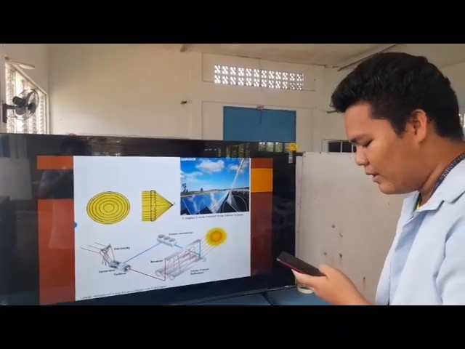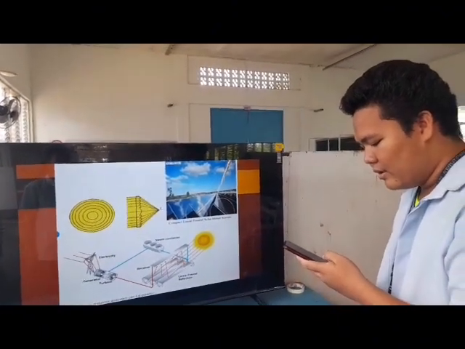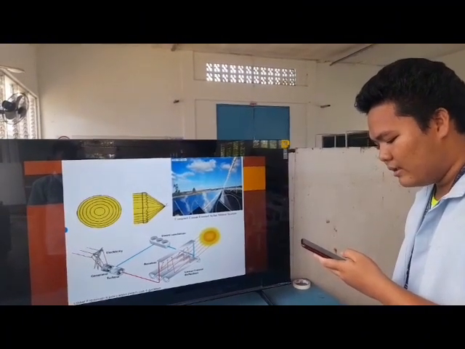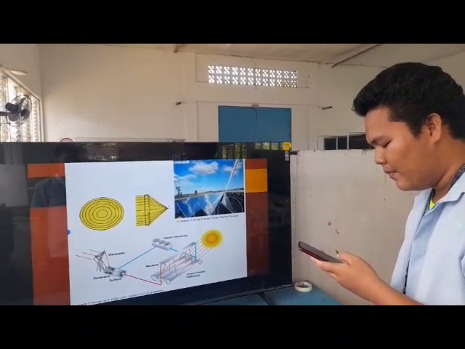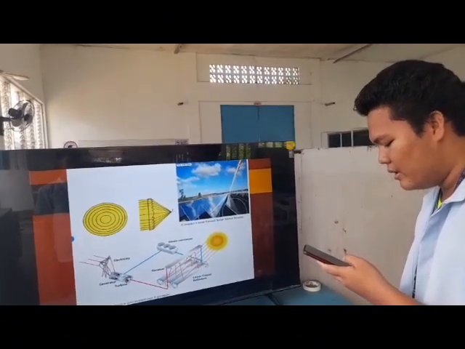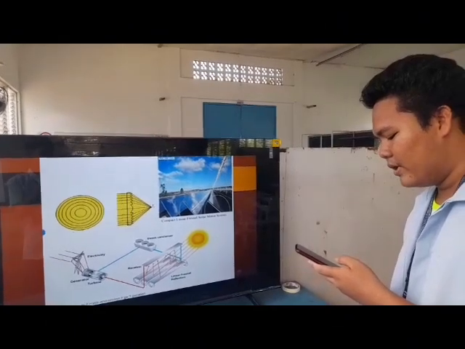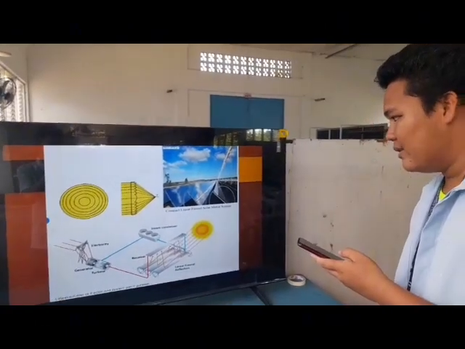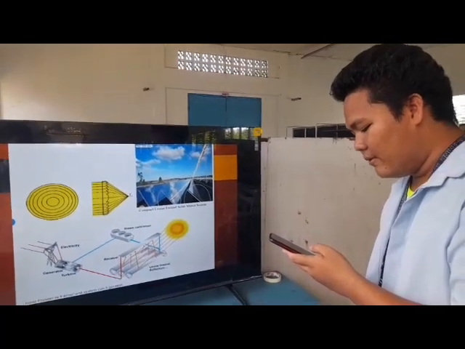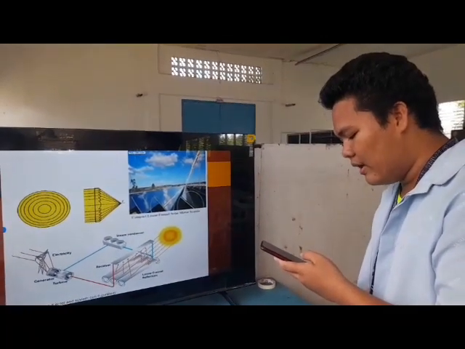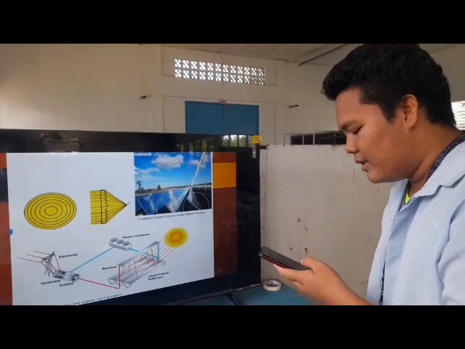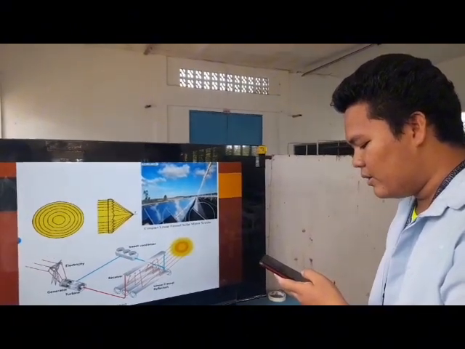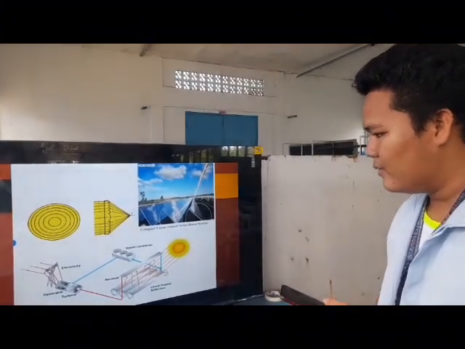Linear Fresnel reflectors. Technology: linear Fresnel reflectors use flat mirrors to concentrate sunlight into a linear receiver. The receiver may contain a heat transfer fluid or be a part of a direct steam generation system. Applications: linear Fresnel reflectors are suitable for both large-scale power plants and smaller distributed applications. They are often used in regions with high direct sunlight.